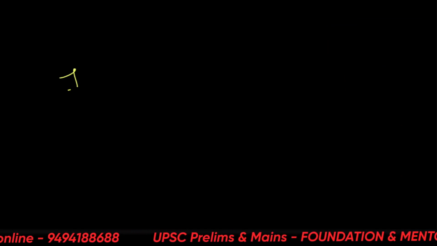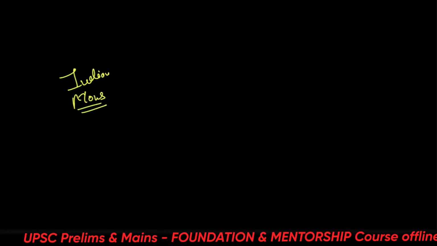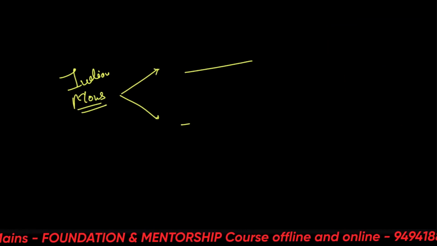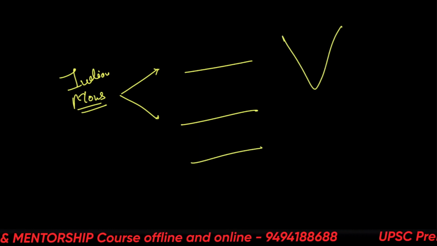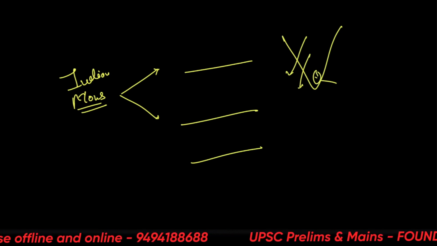So this was about the Indian monsoon. We learned many things, what causes the Indian monsoon, what are the factors causing it, what is the retreating monsoon. Right now it's retreating. Alright, and some areas may face a drought-like situation.